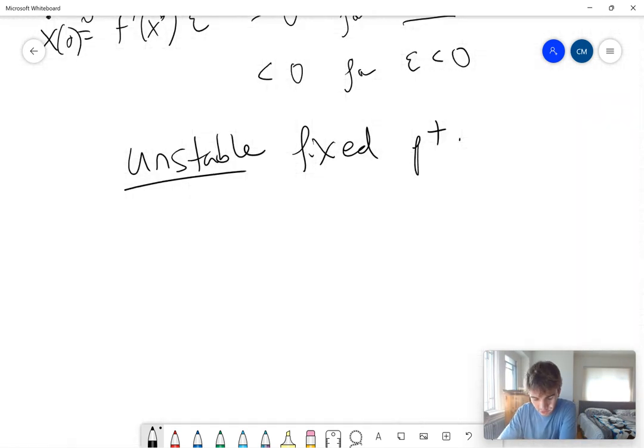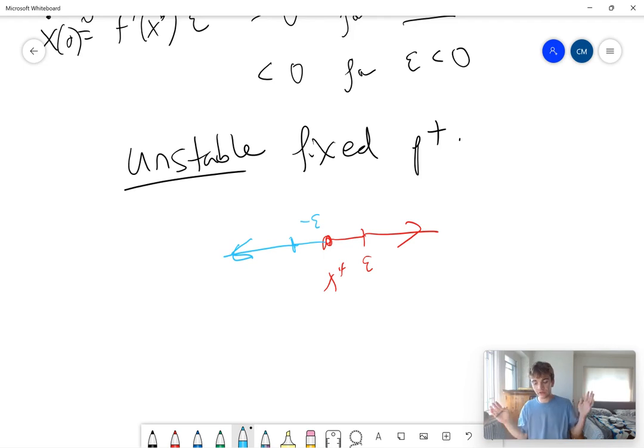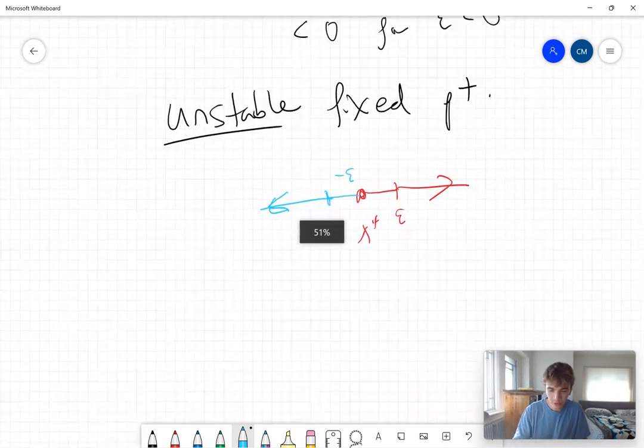All right, and just graphically here, we started out with our fixed point x star, and we added a little epsilon. If epsilon was positive, we diverged away. And then if we subtracted a little epsilon here, our x dot was negative, and so we also diverged away. So we get this instability divergence here.